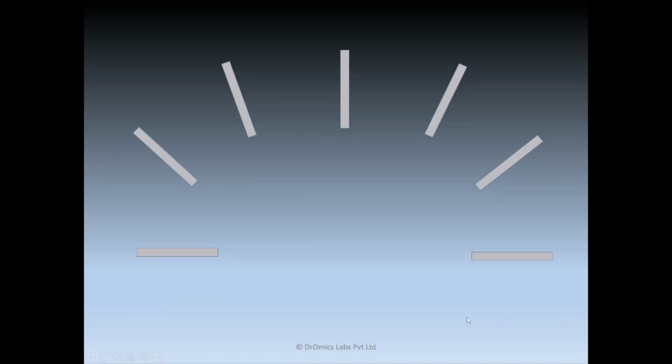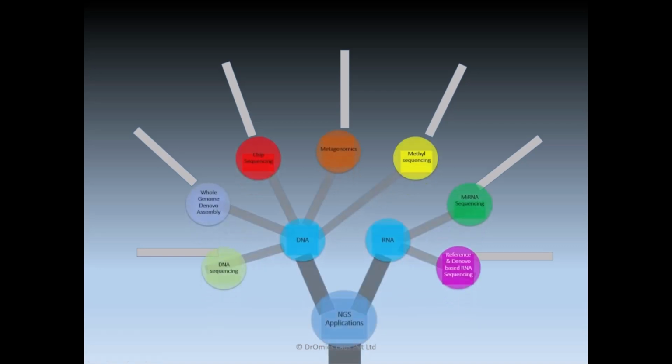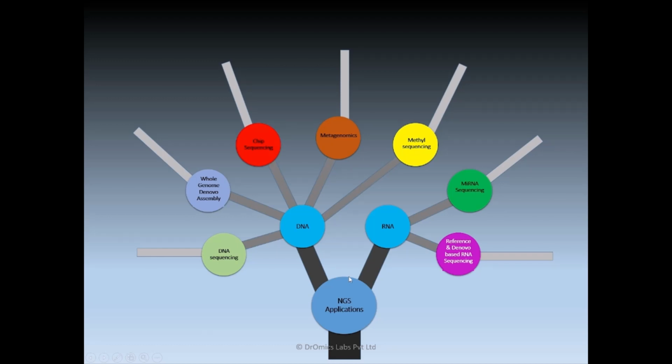Now I want to talk about the different applications of NGS. We have two types of samples here, DNA sample and RNA sample. When we have the DNA sample, we can go with these applications, and when we have the RNA sample, we can go with this one. Under DNA, we have DNA sequencing. Why do we do DNA sequencing? If you want to study variations, such as SNPs, insertions, deletions, you can check them in DNA sequencing.